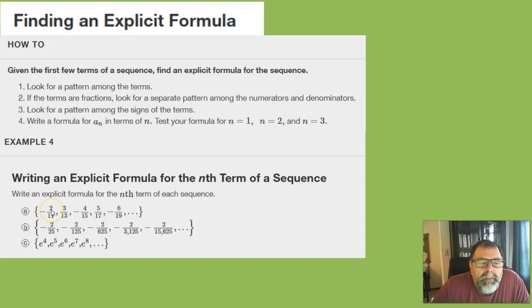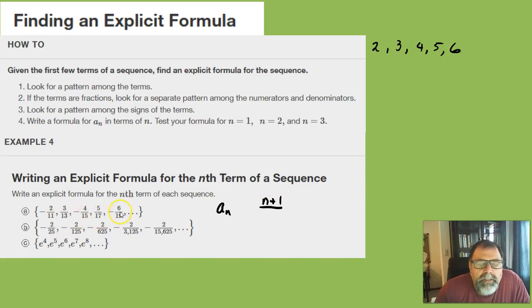If you look at the top, you've got 2, 3, 4, 5, 6. Separating the top and ignoring the sign for right now, that's going to be one more than the term you're on. So the top number is going to be n plus 1. Now the bottom number is 11, 13, 15.